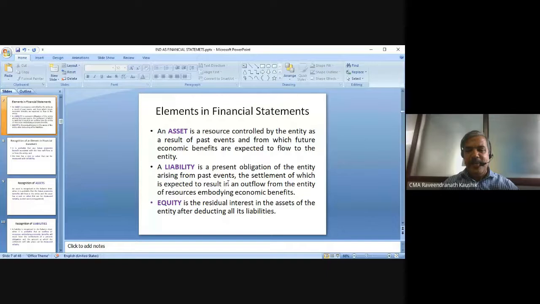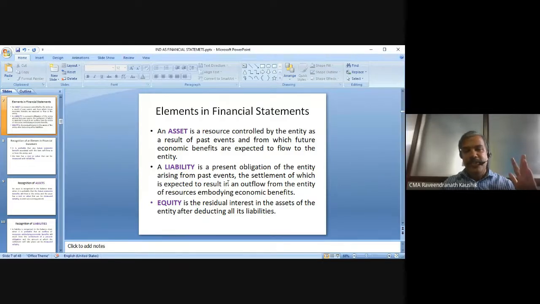So the important thing is a present obligation of the entity arising from past events, the settlement of which is expected to result in an outflow from the entity of resources embodying economic benefits. Again, how do you settle a liability? The settlement of a liability will be done through the economic benefit generated from your business. You run the business, you earn some economic benefits, and that benefit will be utilized to clear off your debts or loans or any outstanding legal obligations.